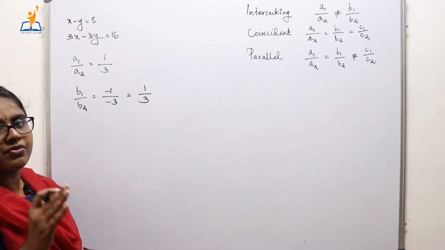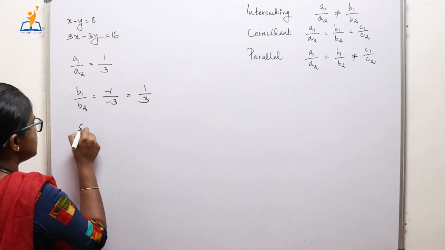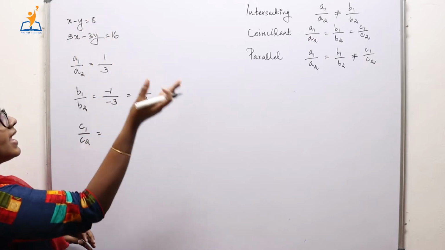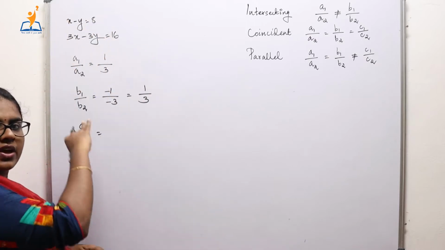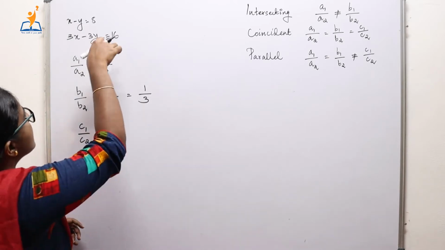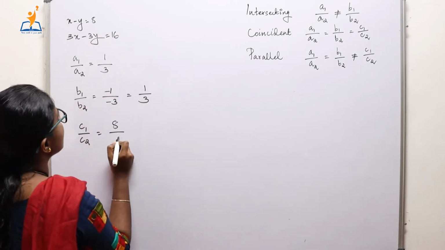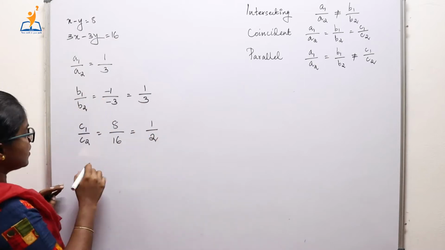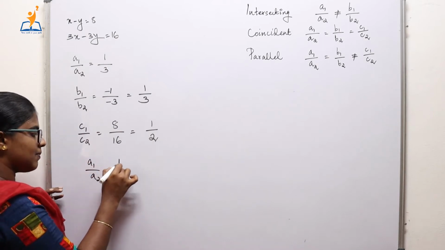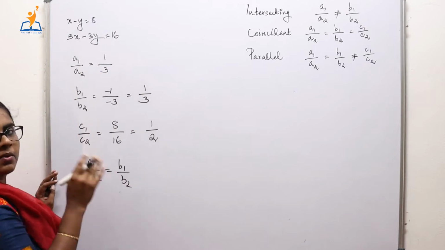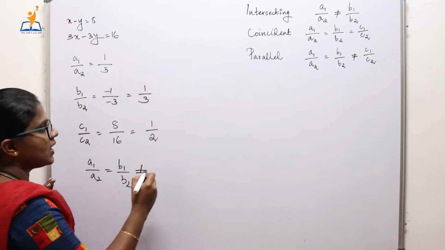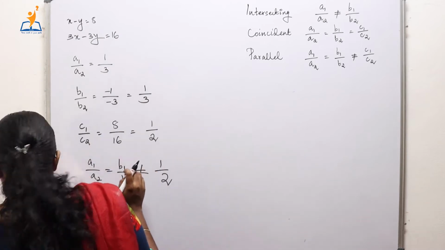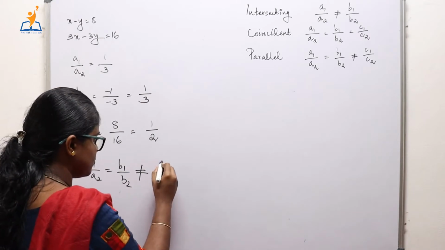Okay, now we want to find the ratio of c1 by c2. Either we can take the ratio from the RHS, or we can take both the c1 and c2 to LHS and find the ratio. Both are same. Here we can find the ratio from RHS itself, that is 8 by 16, that is 1 by 2. And from here we can conclude that a1 by a2 is equal to b1 by b2. Both are 1 by 3, but these two ratios are not equal to 1 by 2, which is our c1 by c2.